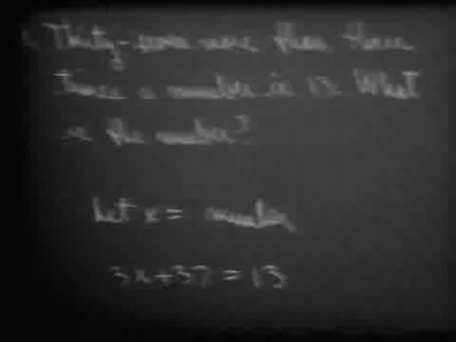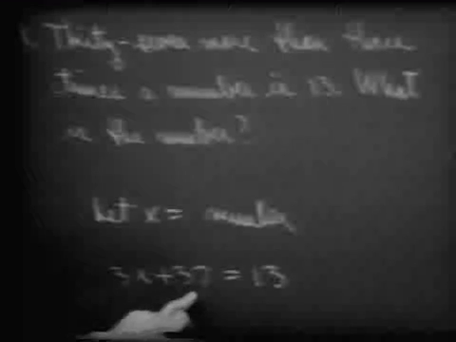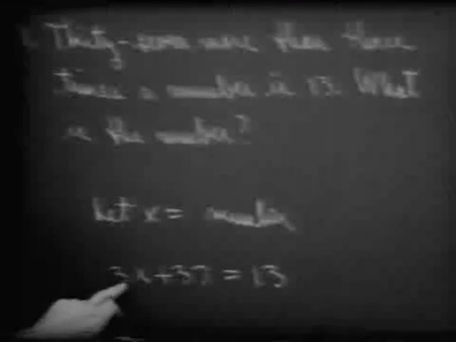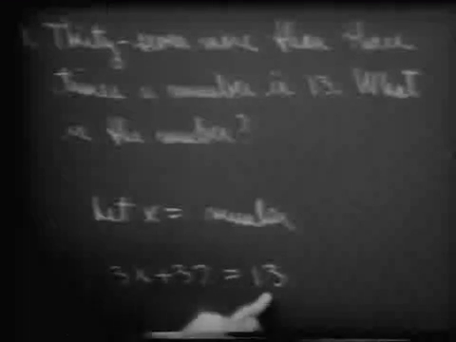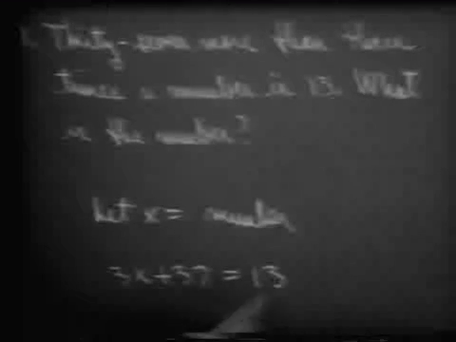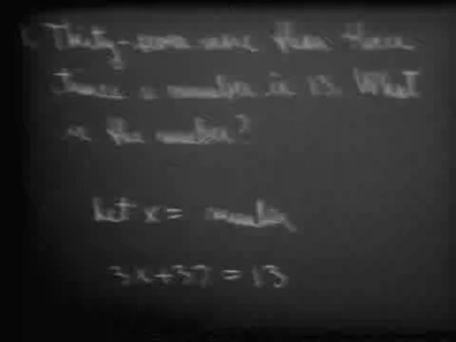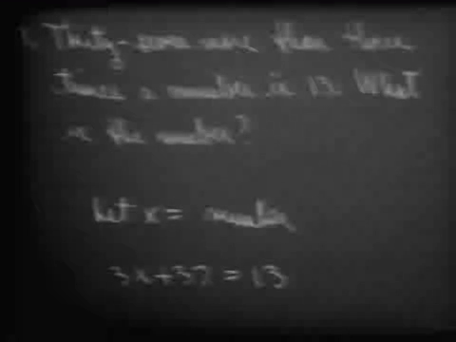Who can think of a sentence which we can translate into an algebraic statement here? Steve? 3x plus 37 equals 13. 3x plus 37 is equal to 13. Does everyone agree with that? I think that's pretty easy: 37 more than 3 times that number equals 13. Now, there's our model. This is our equation, and we are now asked to solve it.